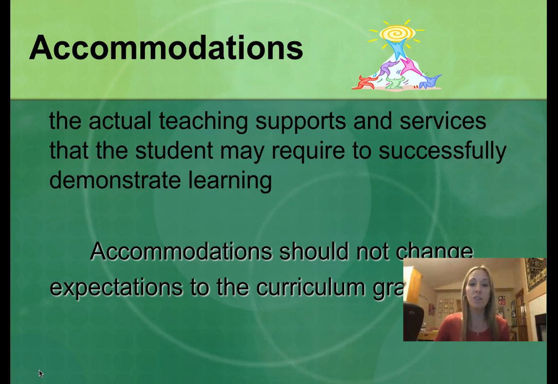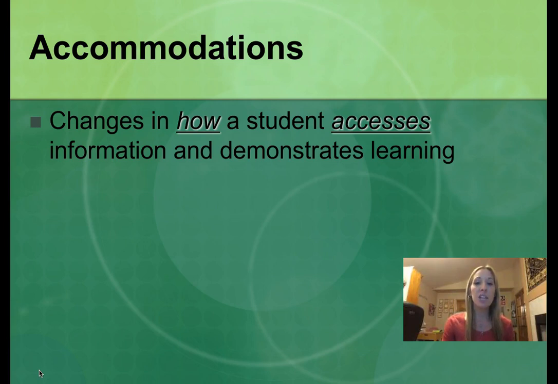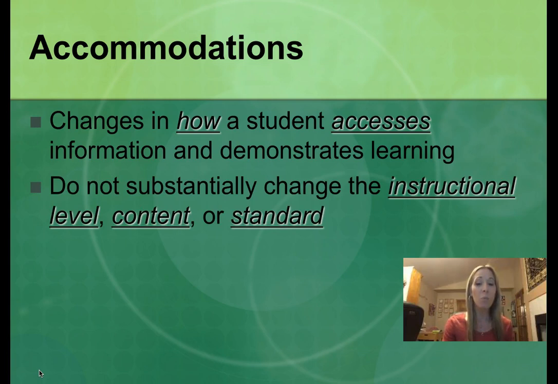So with accommodations, one thing that's really important to know is that they should not change expectations to the curriculum grade levels. It's the actual teaching supports that students might require. So basically, accommodations are about access. It's about providing a student access to what the general education curriculum is. And it means changing how a student accesses information and demonstrates their learning. Really important to know is it does not substantially change the instructional level, content, or standard. So the information is the same, it's all about access.